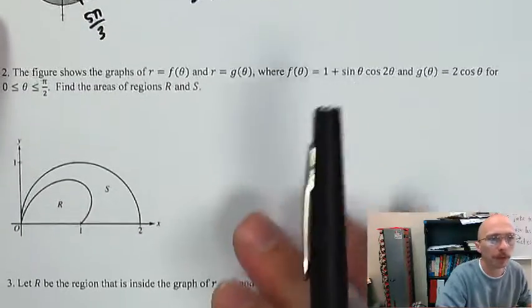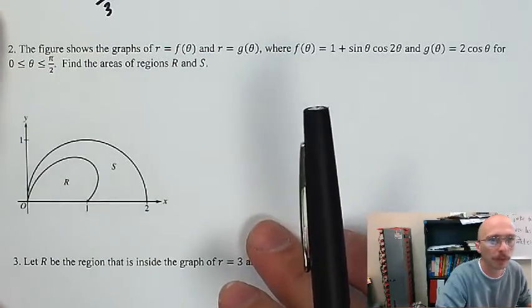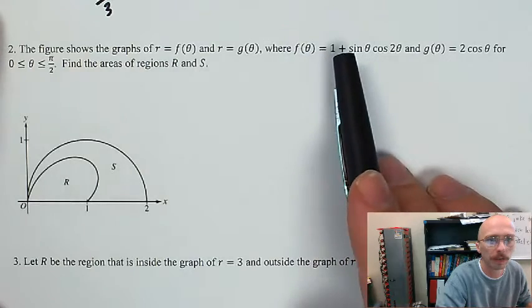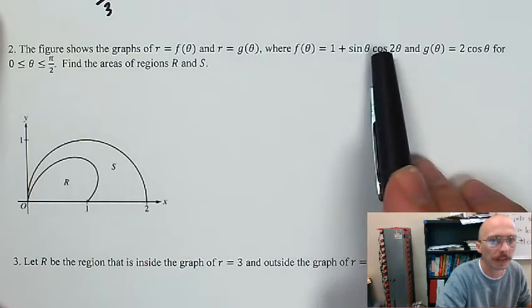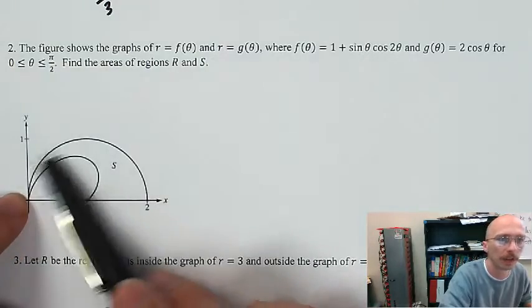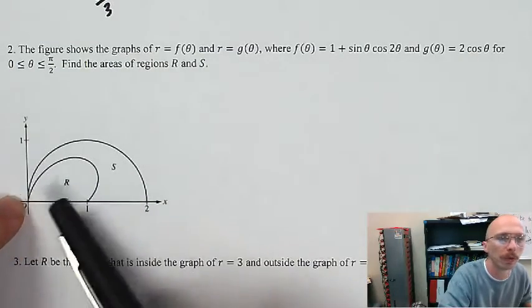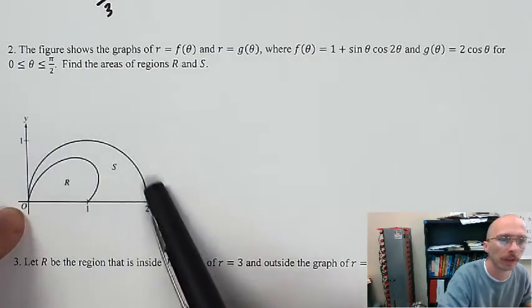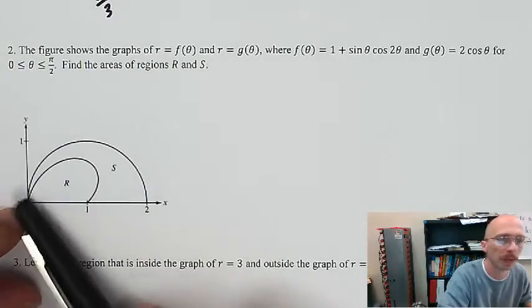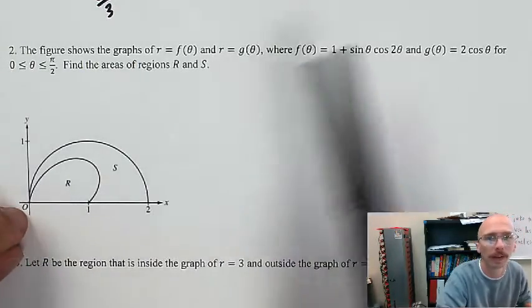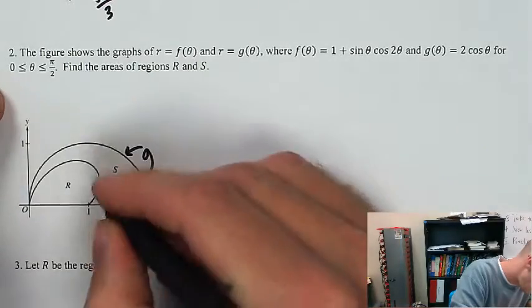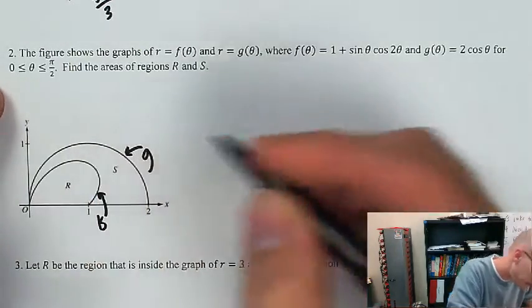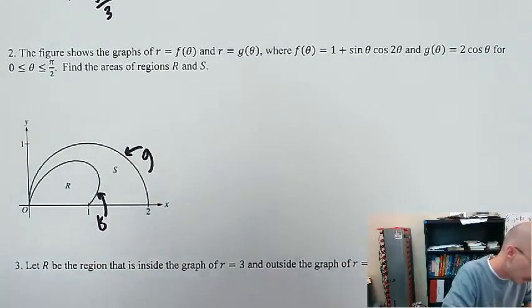The figure shows the graphs of r equals f of theta and r equals g of theta, where f of theta is 1 plus sine theta cosine 2 theta. I have to think that's the inside curve, because we know what 2 cosine theta looks like. It's a circle not centered at the origin, but butting up against the origin along the x-axis. So this is going to be g, and then this one's going to be f. And find the areas of regions R and S.